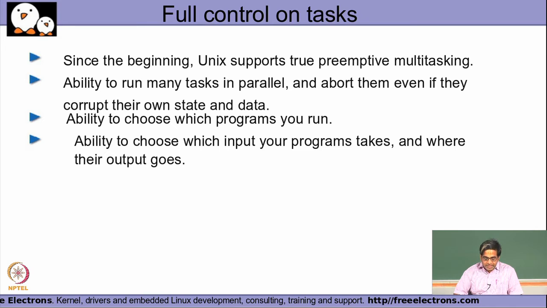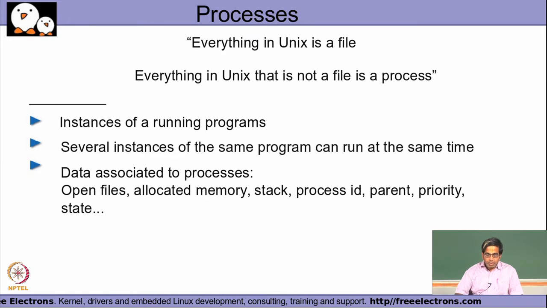It also has a mechanism by which it can choose which program should run at any point in time, what input the programs might take, and where the output goes. This is what we saw as input redirection, output redirection, and error redirection in our earlier module. Now, what exactly is a process in Unix?